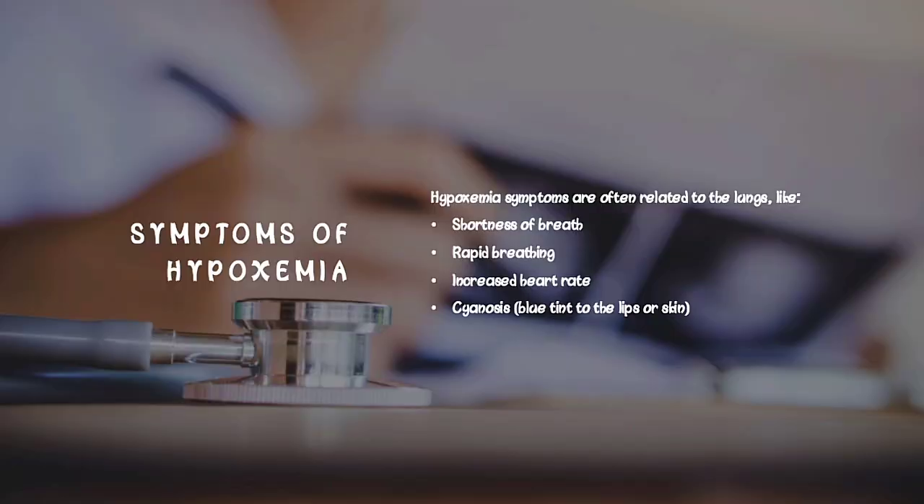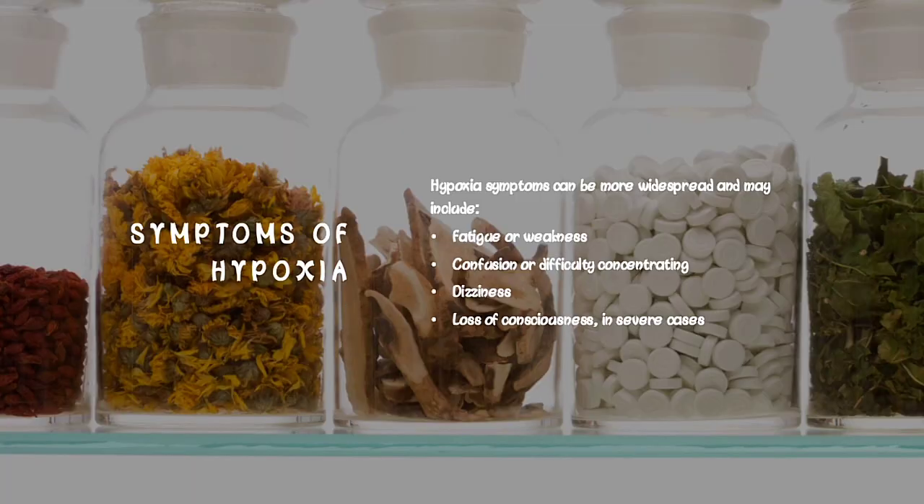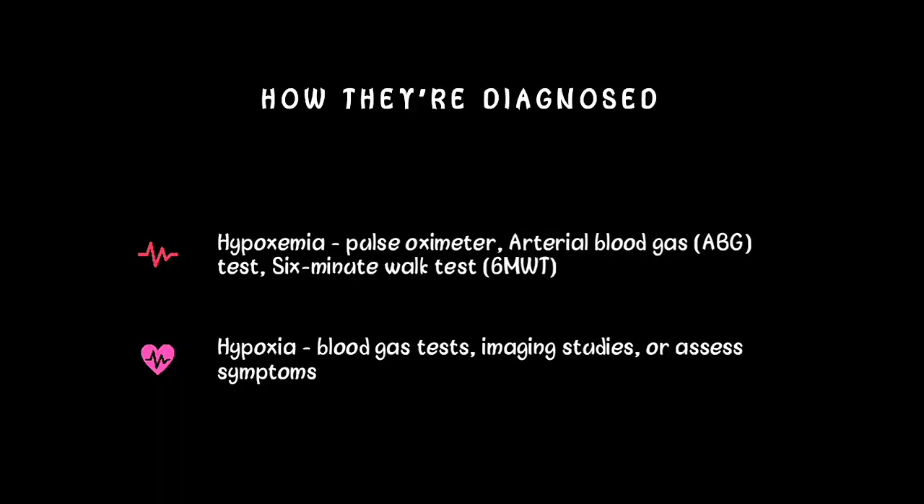Hypoxemia symptoms are often related to the lungs, like shortness of breath, rapid breathing, increased heart rate, and cyanosis, that is blue tint to the lips or skin. Hypoxia symptoms can be more widespread and may include fatigue or weakness, confusion or difficulty concentrating, dizziness, and loss of consciousness in severe cases. Now, how they are diagnosed.